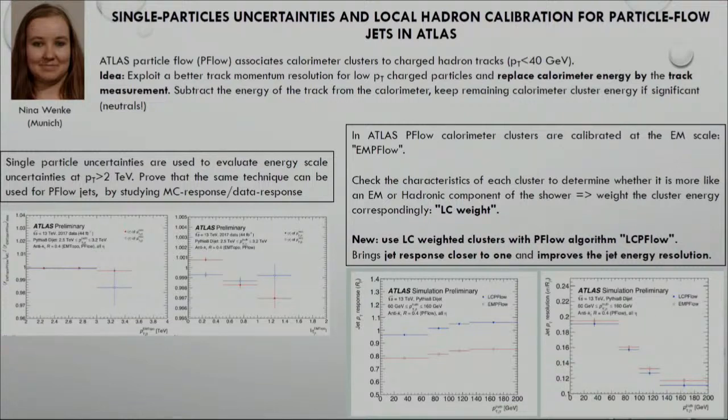Then here we have a poster which is looking at single particle uncertainties and local hadron calibration for particle flow in ATLAS. The idea of particle flow is of course that for low energy charged hadrons, you have track measurements which are very good, much better than the calorimeter, but the tracking is not measuring neutral particles. So you want to replace the energy from the calorimeter by tracks, at least up to a certain pT, and then remove that from the calorimeter and take what's remaining in the calorimeter to, of course, model the neutrals.